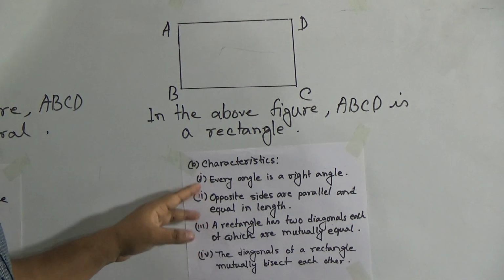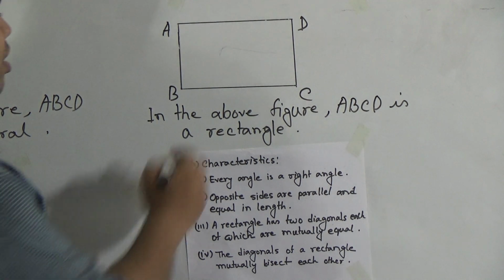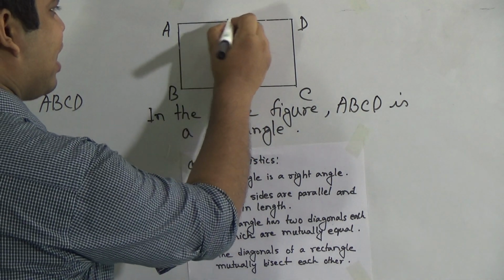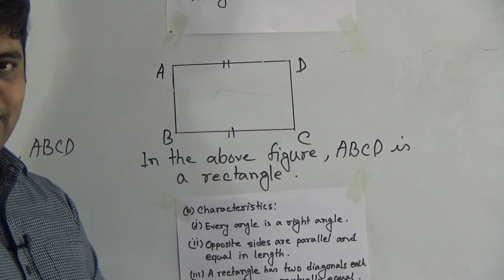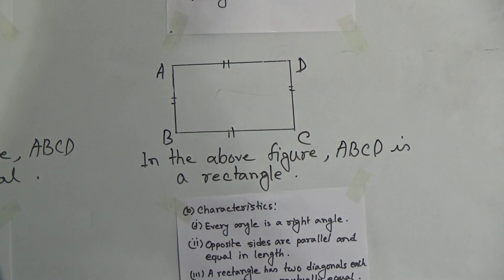Number 2, opposite sides are parallel and equal in length. BC's opposite side is AD. These two opposite sides are parallel and equal. On the other hand, AB and DC are parallel and equal.